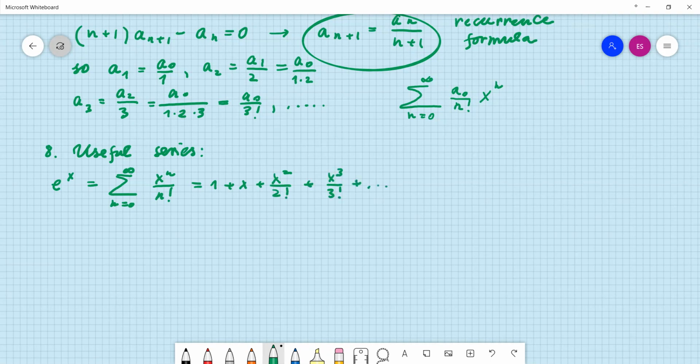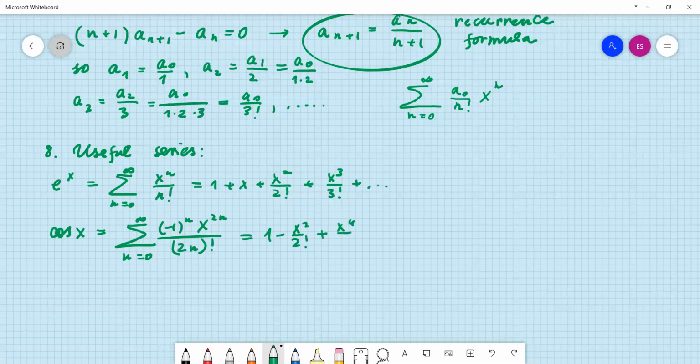Okay, cosine of x is going to be the sum of -1 to the power of n, x to the power of 2n over 2n factorial. Again, n starts with 0, goes to infinity, and if you write it down without sigma notation, it's 1 minus x squared over 2 factorial plus x to the power of 4 over 4 factorial, and so on, an alternating series with even powers.